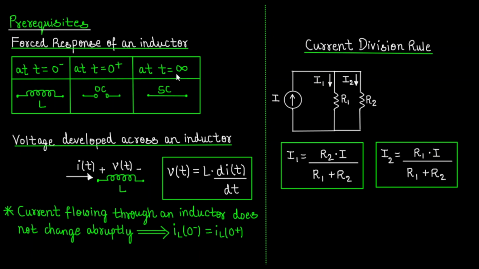And at t is equal to infinity, the inductor behaves as a short circuit because by then it reaches its steady state. The expression for the voltage developed across an inductor is given by V of t is equal to L dot di of t by dt. Here comes the current division rule. Let us consider a current source of value I amperes and having two resistors R1 and R2 connected in parallel across it. Then the current I1 is R2 dot I by R1 plus R2. I2 is equal to R1 dot I by R1 plus R2.